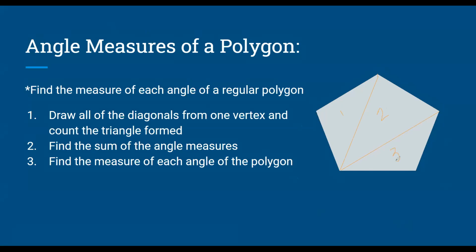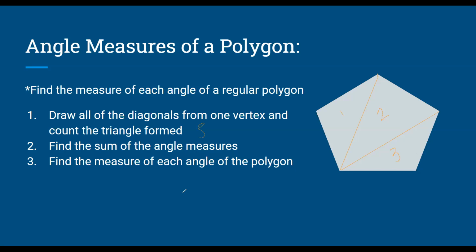So I know they all look a little bit different. This is a right triangle. This is just a triangle. This is an obtuse triangle. This one would be acute. So I have 3 triangles that are formed, and then I'm going to find the sum of the angle measures.